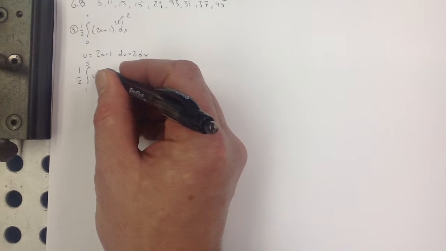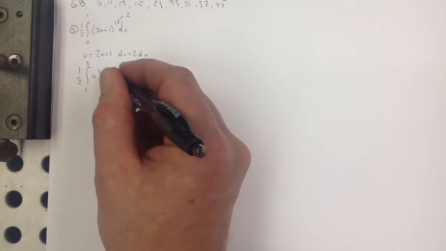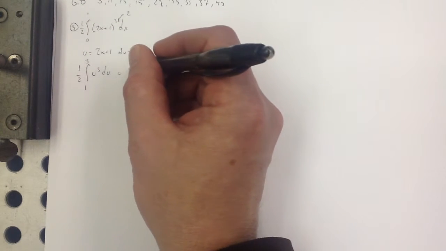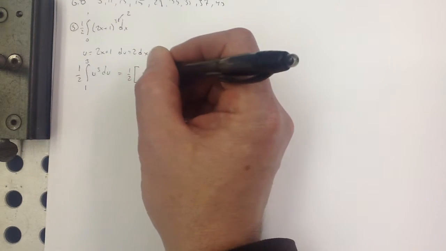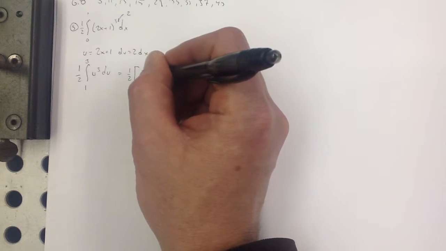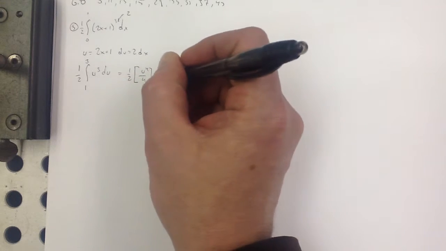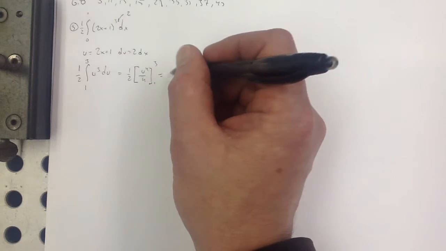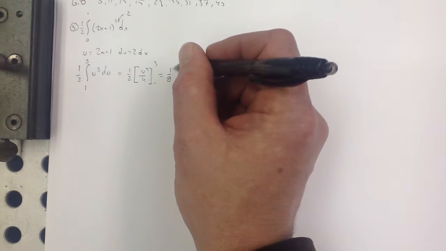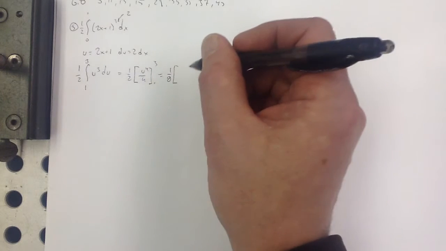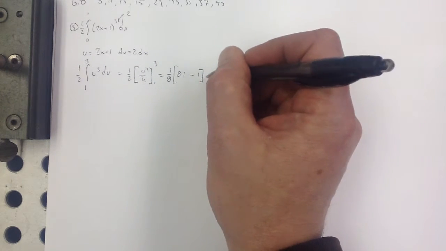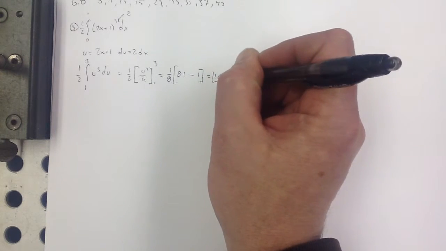And that's u cubed du. And now I can use fundamental theorem of calculus part 2. So that's u to the 4th over 4, 1 to 3. So I'm going to move that to the outside. I think that makes things easier. So 1/8. 3 to the 4th is 81. 1 to the 4th is 1. So 1/8 of 80 is 10.